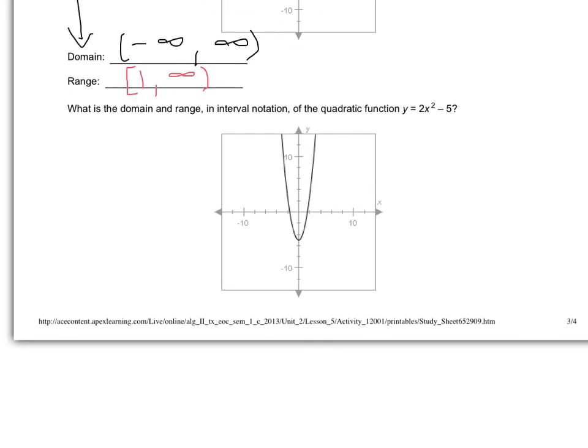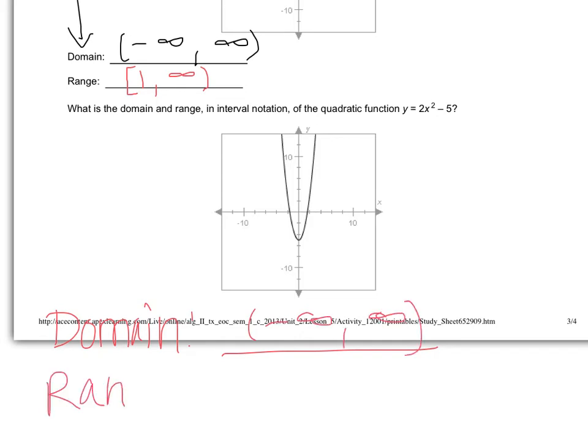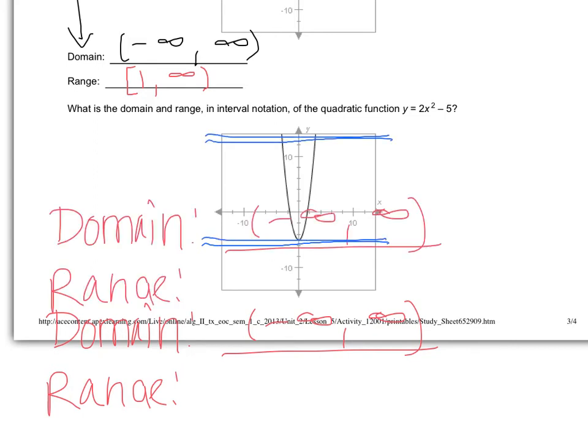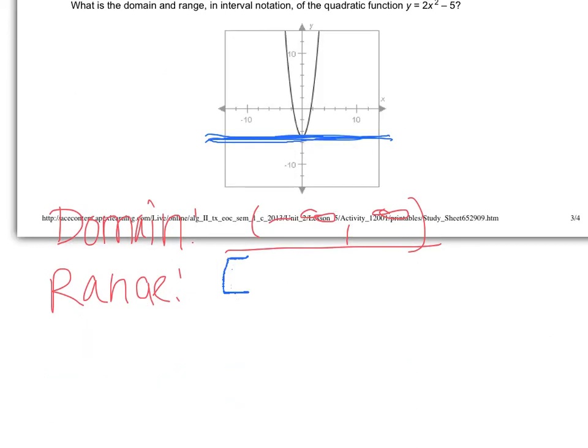The next one asks us for our domain and range. Again, our domain, as we said before, it's a parabola, so its domain is going to be from negative infinity to positive infinity. For my range, I'm reading from the bottom to the top, so I want to find the bottom of my graph. It would be right there. And that value is at negative 5, so it would be bracket negative 5 to infinity.